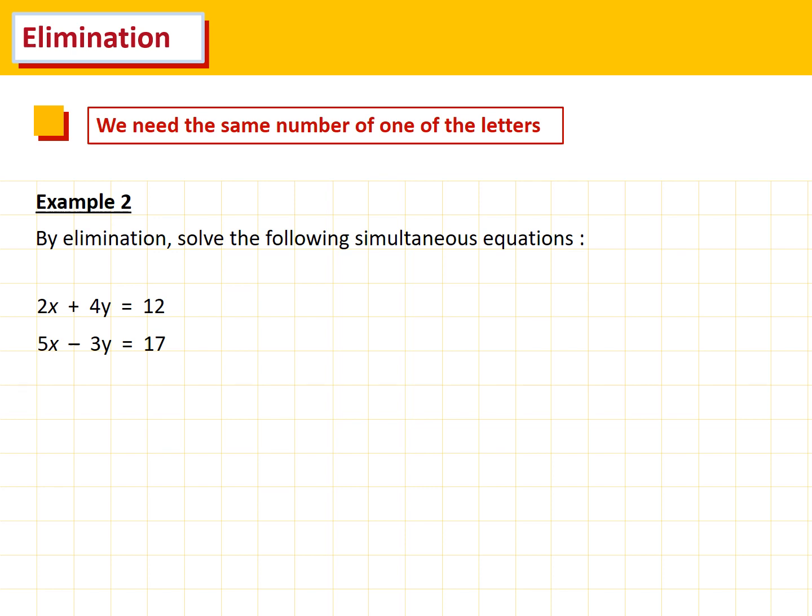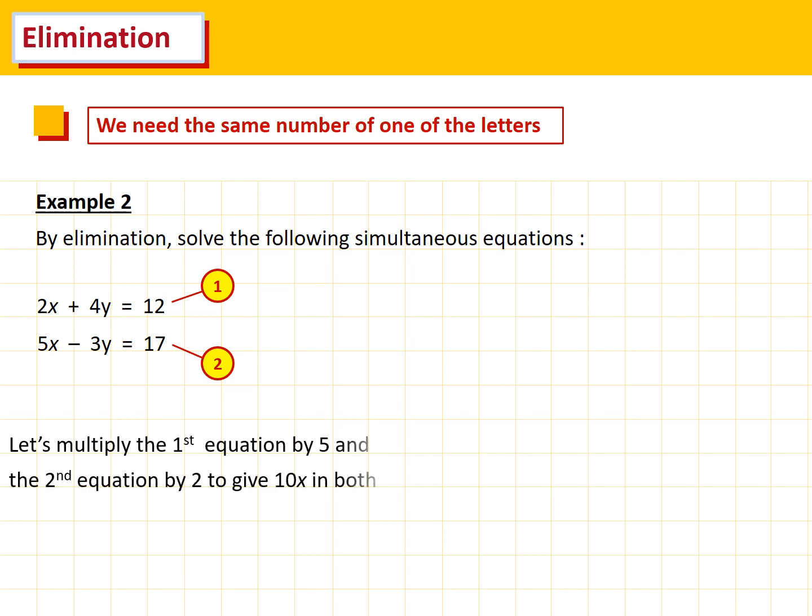Moving into example 2, I hope we're remembering the first thing we do, we number the equations, and again we're going to try and get rid of the x term. So we multiply the first equation by 5, that will give us 10x plus 20y equals 60, and we're going to have to multiply the second equation by 2 in order to give us 10x. And we get 10x subtract 6y equals 34.